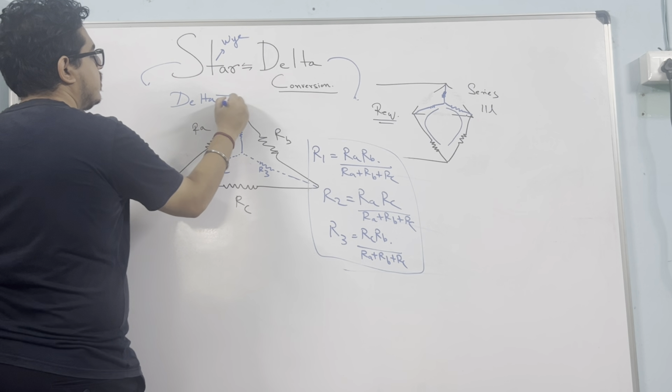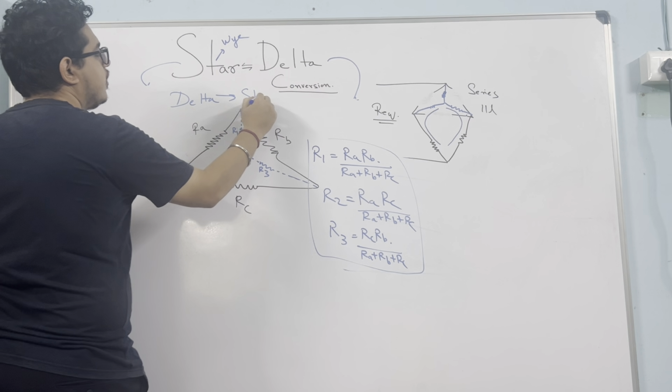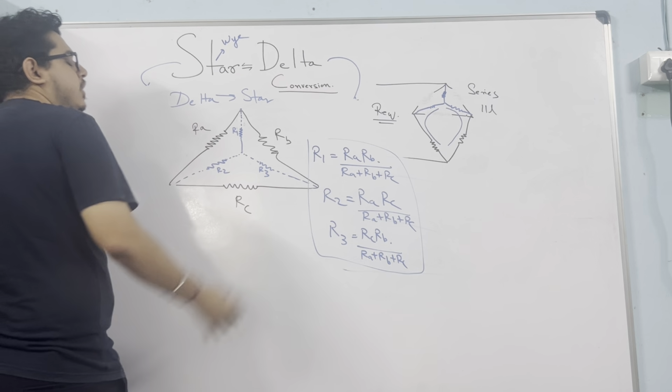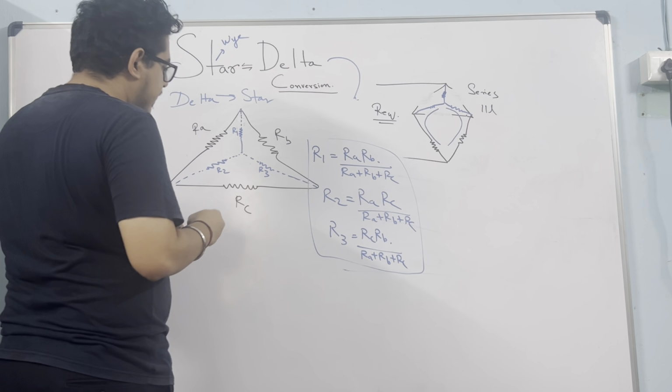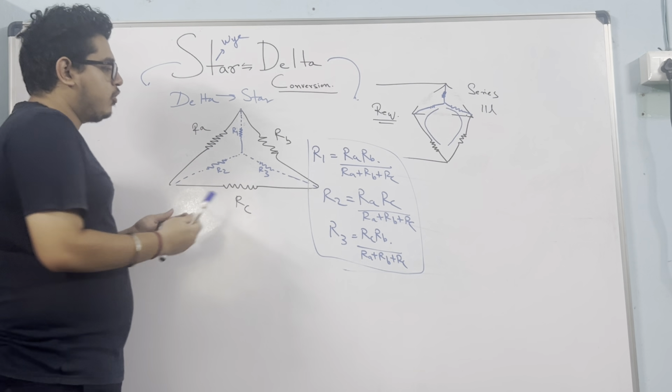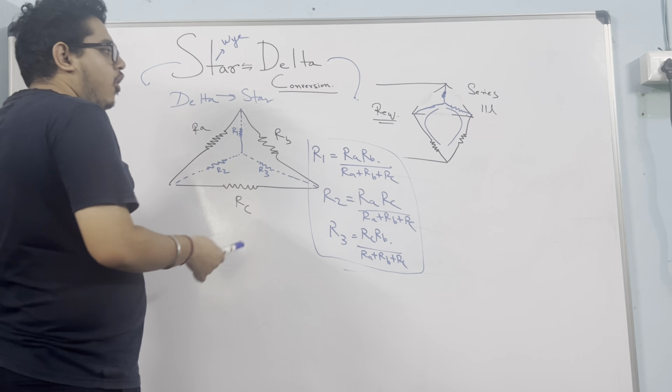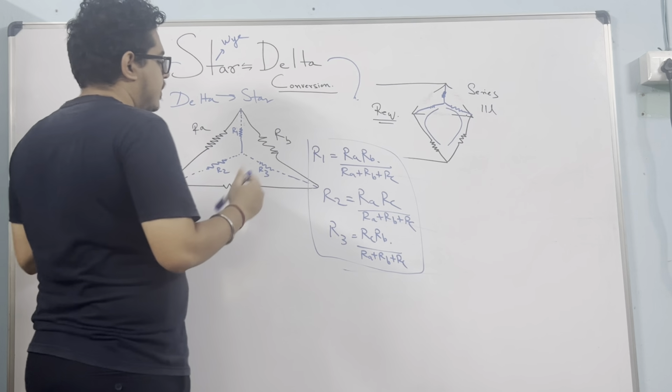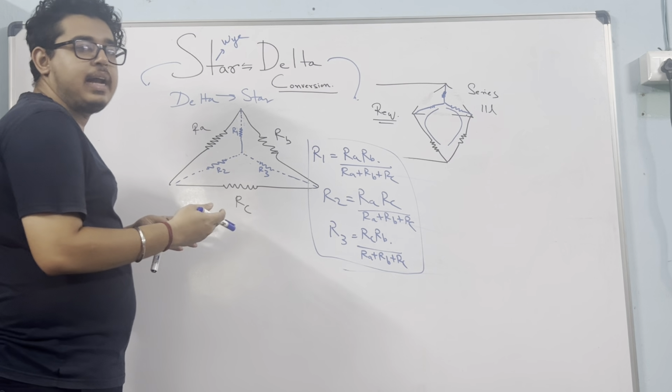So we saw just now how to convert star into delta and delta into star. These are the formulas and you can easily practice them, put in the values and convert. And I also told you the uses. Sometimes it's much easier to convert and solve the problem.